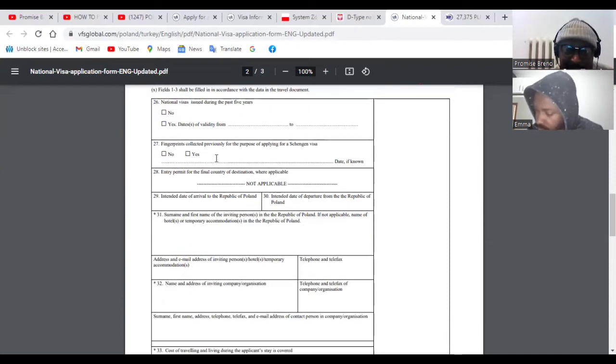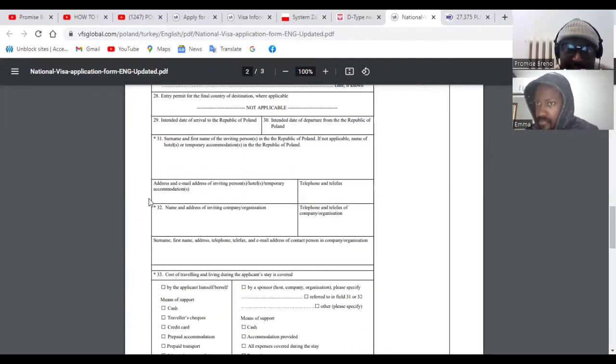Next, fingerprints collected previously for the purpose of applying for a Schengen visa. If you've given fingerprints before, tick yes and enter the details and when. If no, tick no. Entry permit for the final destination. You don't have a permit for Poland now, so it's not applicable. If you are doing it online and you need to fill something here, just put not applicable.